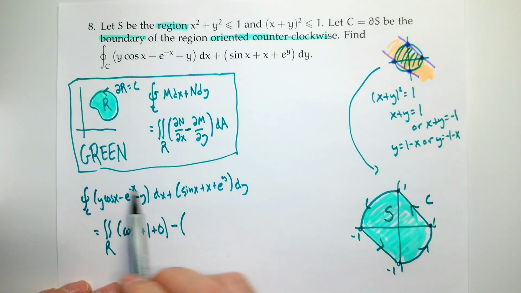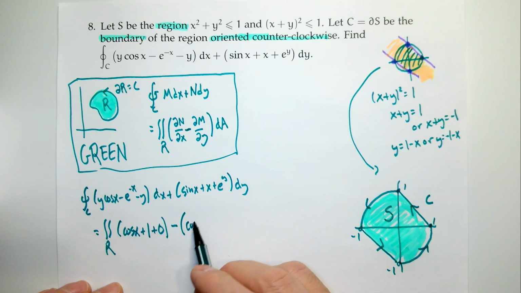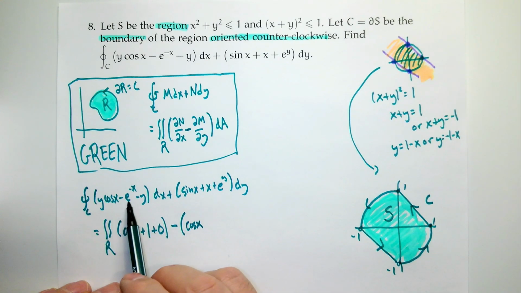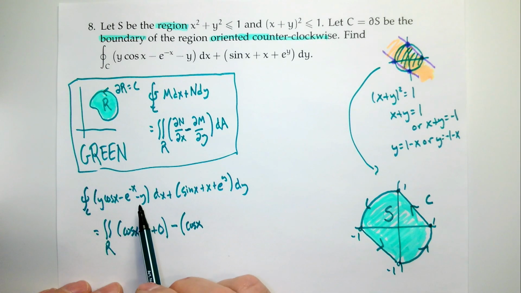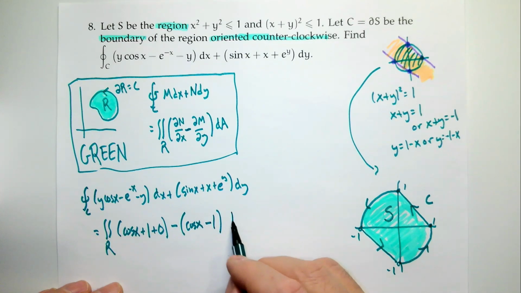Subtract. So that was our N sub x. Now we go M sub y. Derivative of y cosine x with respect to y, cosine of x. Derivative of minus e to the minus x with respect to y, 0. Derivative of minus y with respect to y is minus 1. We're going to integrate that dA.